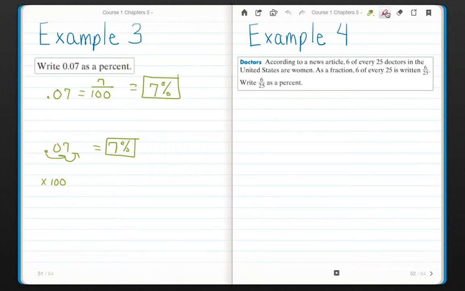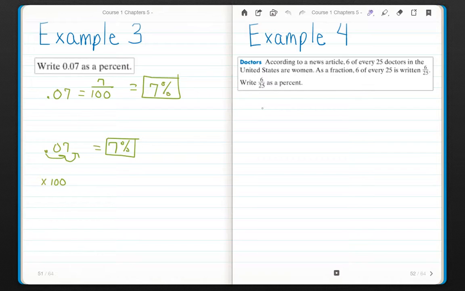All right, example 4. Let's pick a different color just for fun. Doctors. According to a news article, 6 of every 25 doctors in the United States are women. As a fraction, 6 of every 25 is written as 6/25. Write 6/25 as a percent.